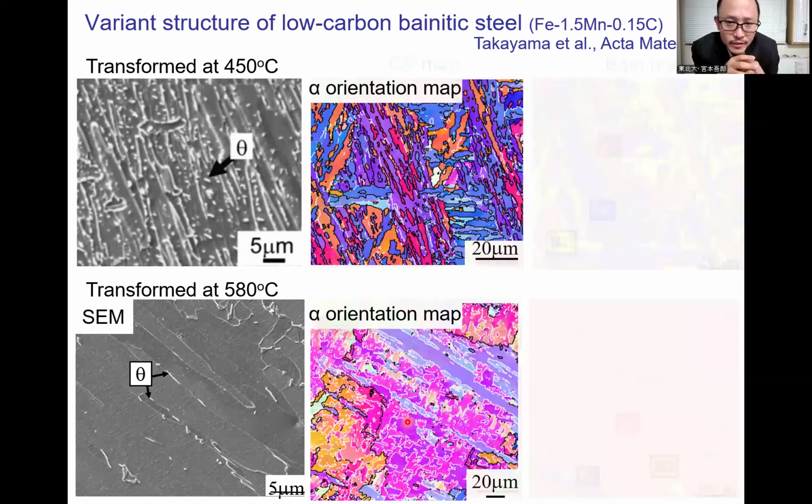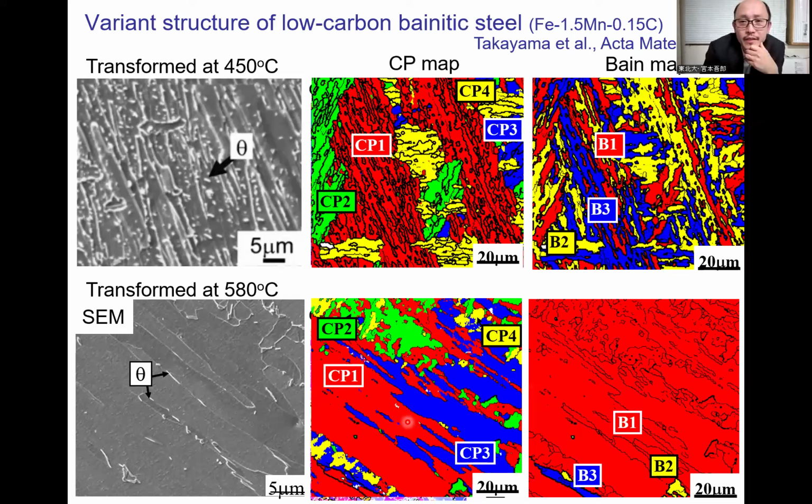Then the variant structure is analyzed using the CP map and the Bain map. In those maps, the same CP variant or same Bain variant is described by the same color. So at low temperature, the same CP variant forms as a group. Instead, at higher temperature, the same Bain variant forms together. So variant structure changes by changing transformation temperature.